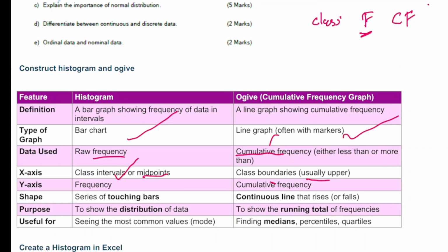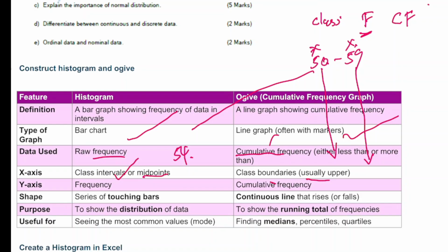What can we call upper or lower? When you see data saying 50 to 59, for the histogram, you use 54, the average, the midpoint, for example. For this one, you either use the 50 or the 59, the lower or the upper. I don't know if that is clear.